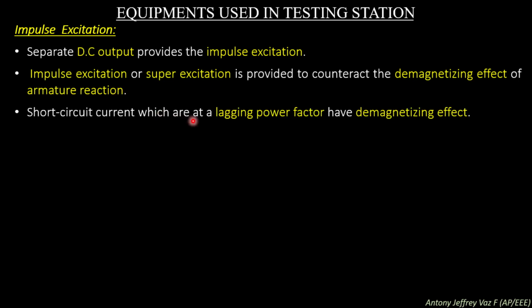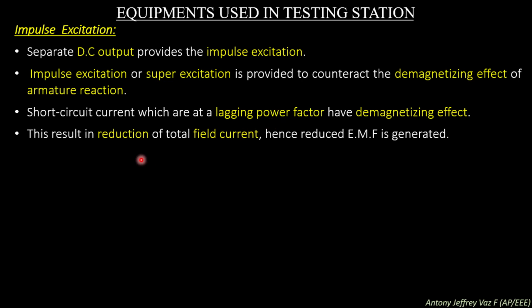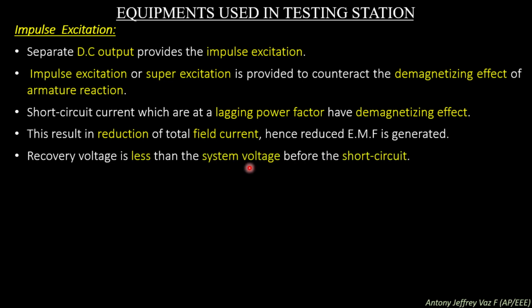Short circuit currents which are at lagging power factor have a demagnetizing effect. So, the short circuit current, which is usually of lagging power factor, will demagnetize the field. This results in reduction of total field current, hence reduced EMF is generated. So, the reduction in field current causes reduction in the EMF generated. The recovery voltage is less than the system voltage before the short circuit.